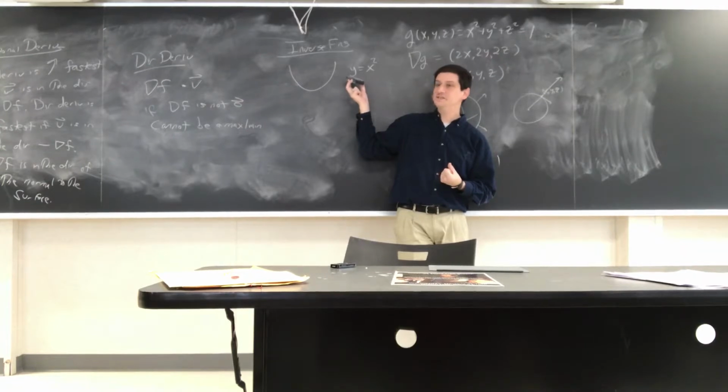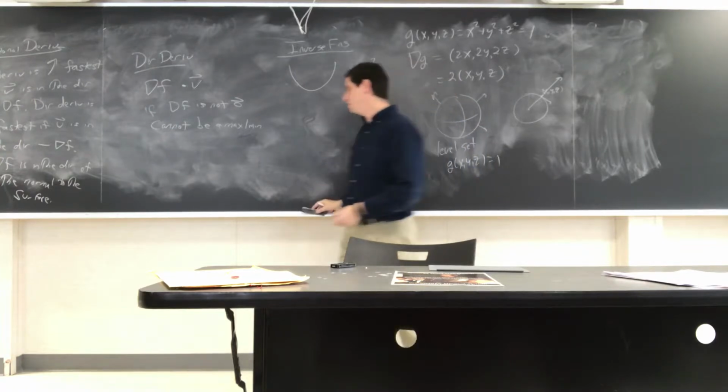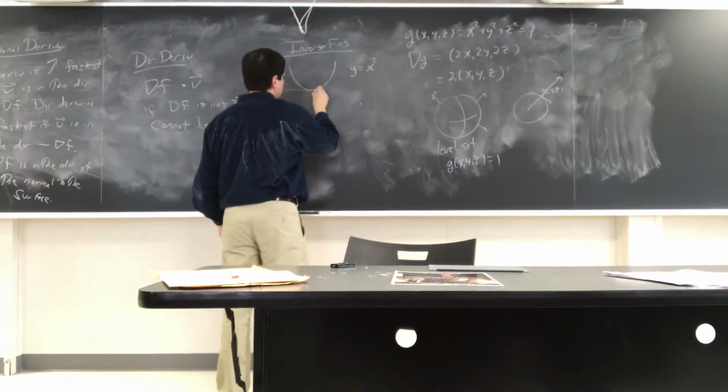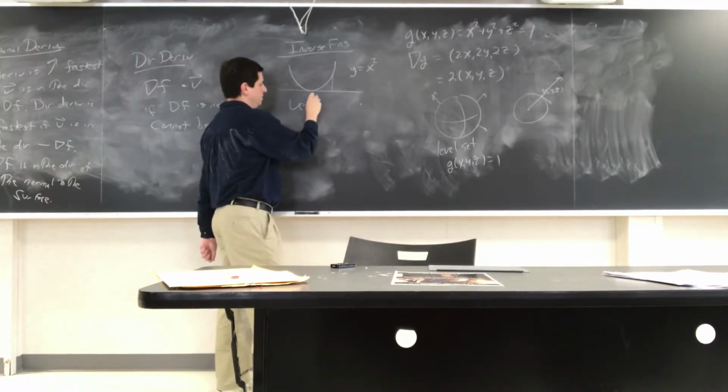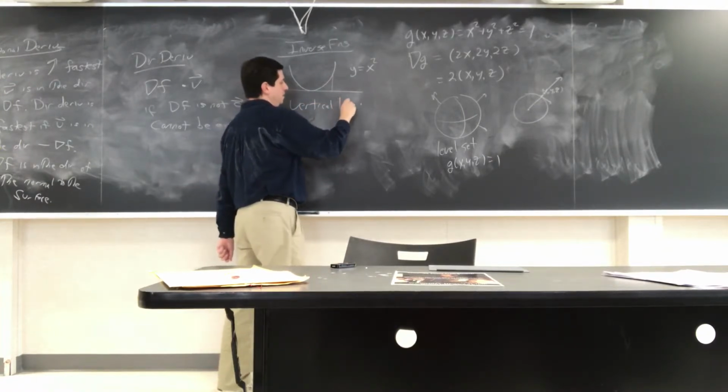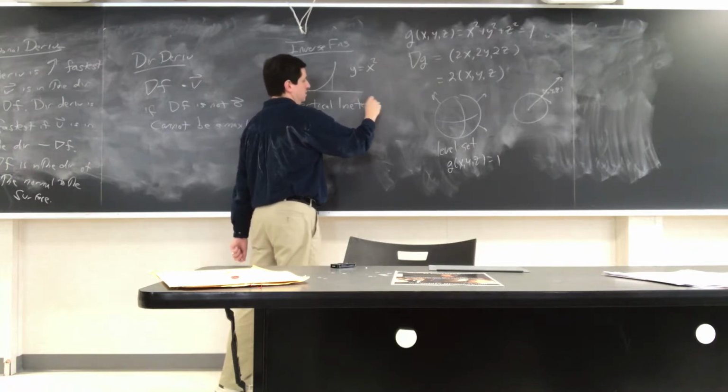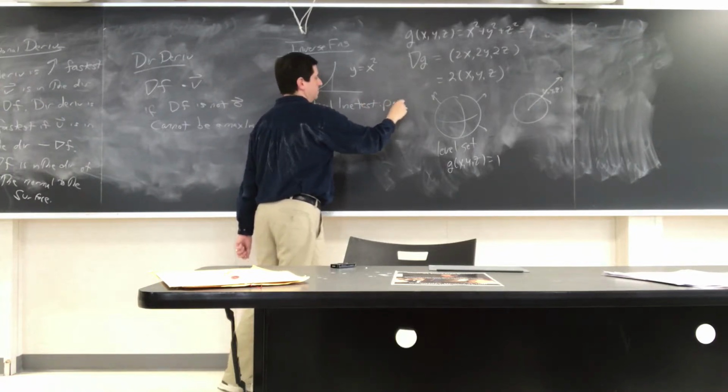Right? Is this a function? If I give you a value of x, is there a unique value of y? Yes. And this is often called the vertical line test. You give me an x, and there's a unique y. So, vertical line test.